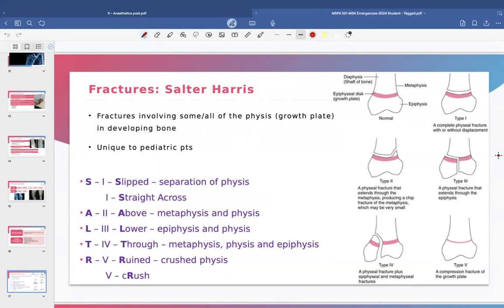We have a lot of things to help remember, but it's memorization here. Memorize your Salter-Harris fractures. Know that they are pediatric populations. This is what you're really worried about because of the growth plates. Little kids are still growing. How are you guys doing on that? Your Salter-Harris fractures, I mean, I can read you the slide, but you're just going to have to memorize that.